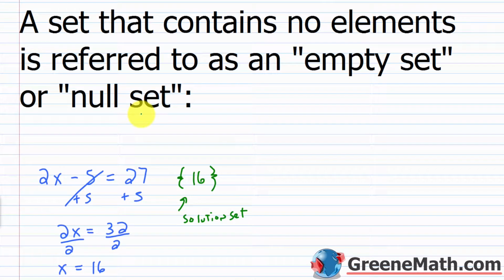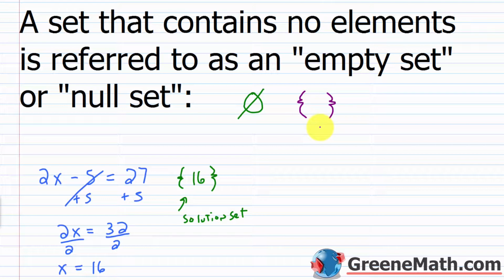So what we're going to do is, if we have an equation with no solution, we're going to use this symbol right here to denote that, because that particular solution set has no elements, right? So if it has no elements, it's the null set or the empty set. So you can use this symbol here for that, or you can also use set braces with nothing inside.